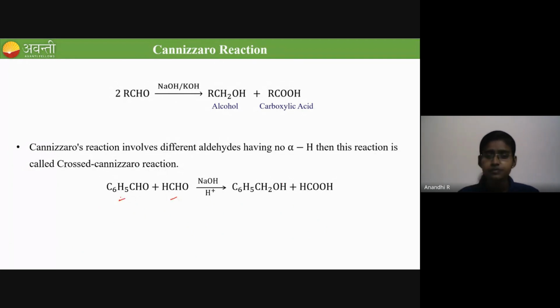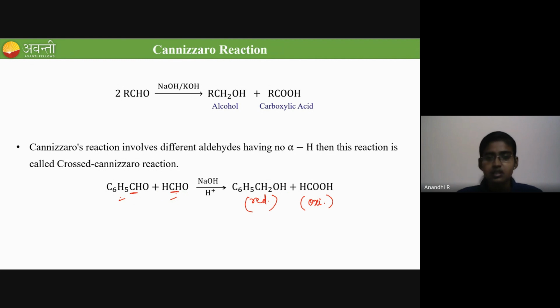So here, benzaldehyde is getting reduced and methanal is getting oxidized. This reaction cannot be called a disproportionation because two different carbons are undergoing oxidation and reduction, no? If the same carbon atom undergoes oxidation and reduction, we can call it disproportionation. But here, the benzaldehyde carbon is getting reduced and the methanal carbon is getting oxidized.